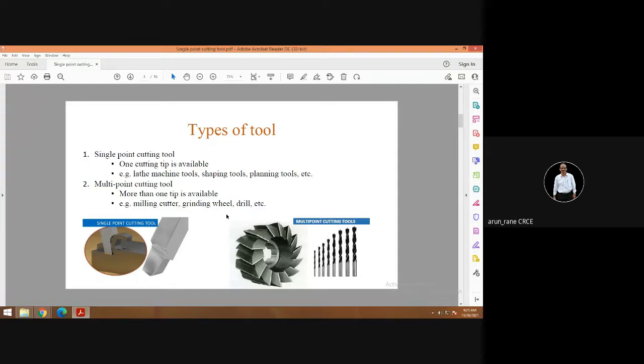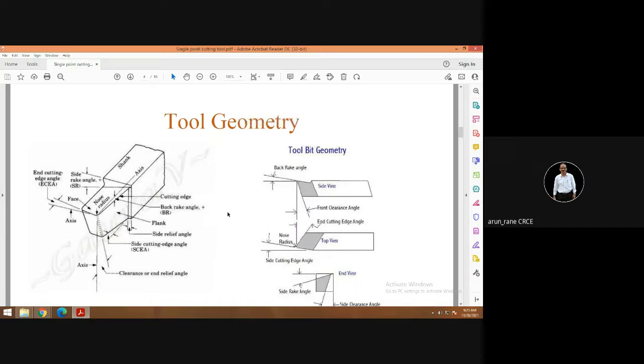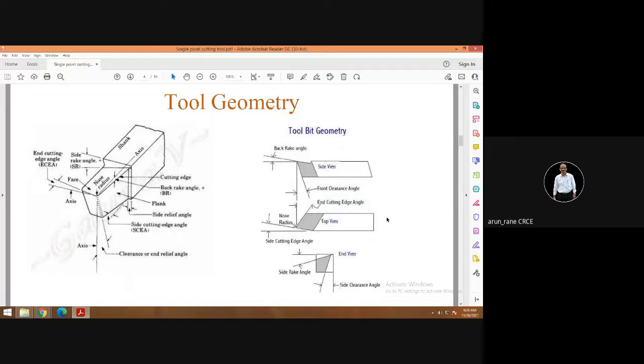Then single point cutting tools are used on lathe machine, shaping machine, and planing machine. These are the different angles which have been explained earlier, and this is not a correct way of drawing. Suppose you take this as a front view, then the side view you have to draw from here, and the top view you have to draw from the top. All three should be together, not like this. This is the side view, this is the front view, and this is your top view. All should be drawn together with proper projection.